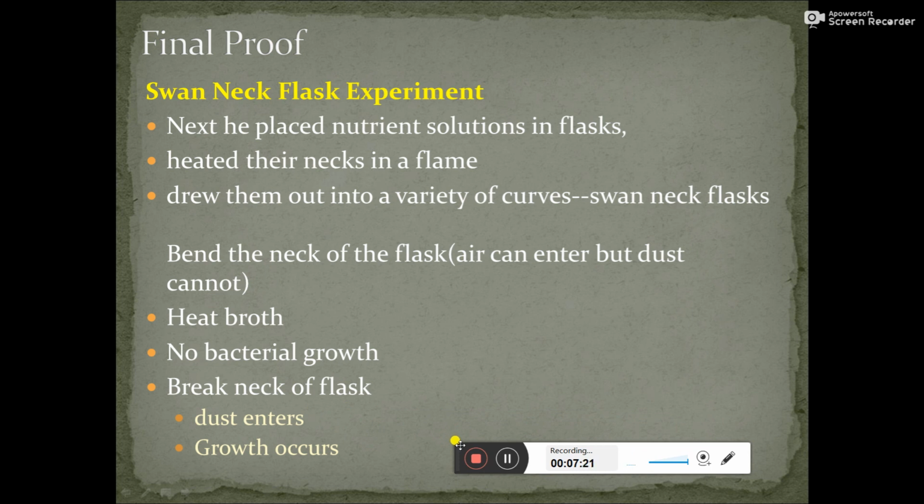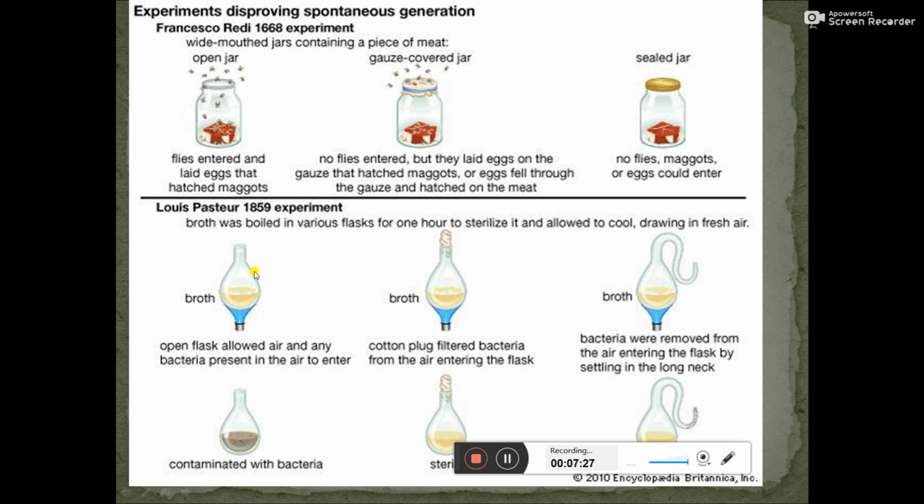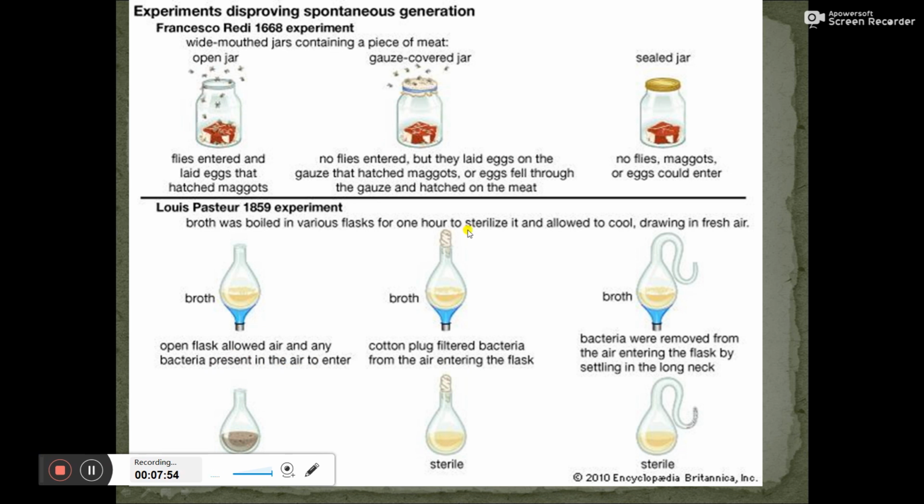So you can see a visualization of this: the swan neck flask experiments of Louis Pasteur. Of course, this is Reddy's experiments, which I'm not discussing here now. If you consider Louis Pasteur's first experiment, he took a flask which was not covered, an open flask, so air and any bacteria present in the air could enter. He could see that the flask was getting contaminated. Later on, he took another flask plugged with cotton, and the cotton plug filtered the bacteria from the air entering the flask, and the flask remained sterile.